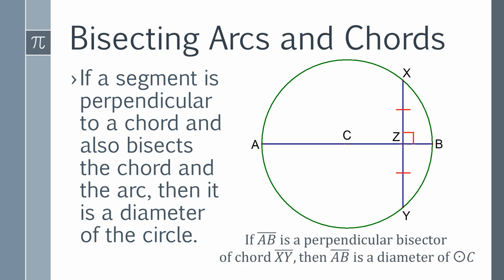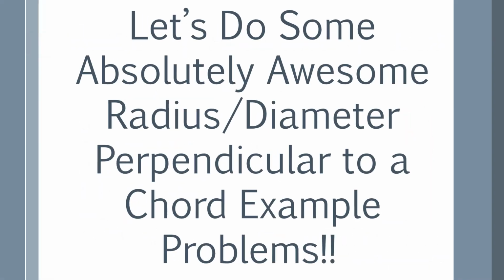Okay, if we take this logic in the other direction, if a segment is perpendicular to a chord and also bisects the chord and the arc, then it is a diameter of the circle. So if segment AB is a perpendicular bisector of chord segment XY, then segment AB is a diameter of circle C. So now let's do some absolutely awesome radius diameter perpendicular to a chord example problems.